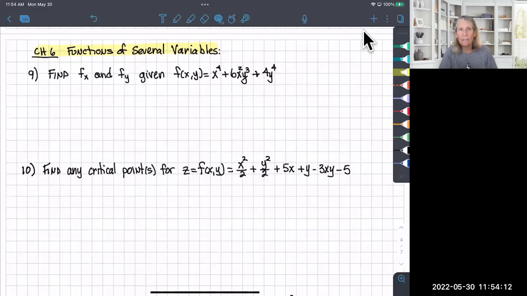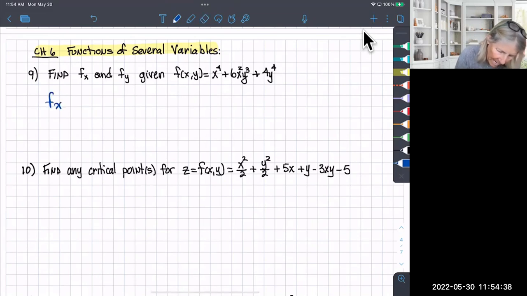Okay, chapter 6. This is where we have our functions of several variables. The good thing about chapter 6 is you get to review all your derivative rules. Because I haven't done those in a while, it's kind of good to bring those back. You need the product rule, quotient rule, chain rule, all of those come into play when we do our derivatives of these multivariable functions. Okay, so this first one is just a basic find the derivatives. So I'll definitely ask you about that.